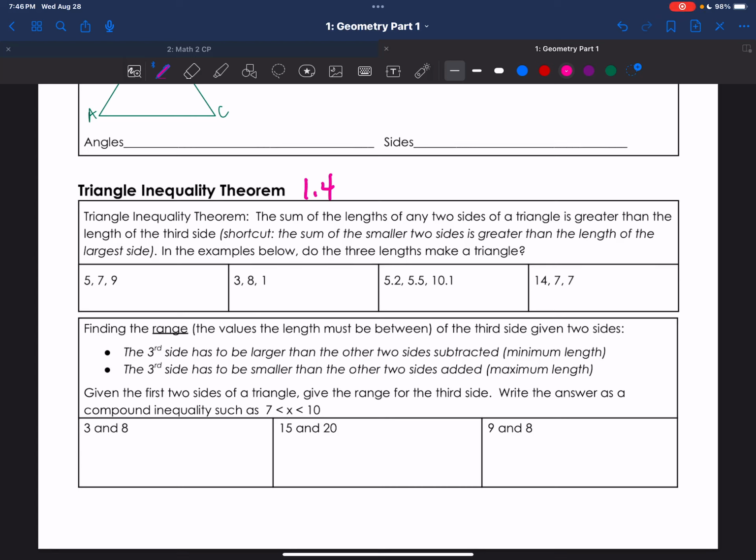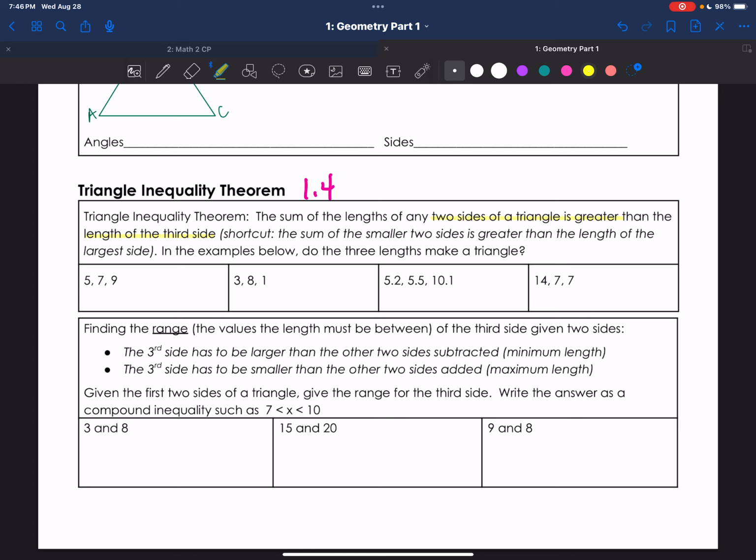All right, hey everyone, we're going to be talking about a bunch of triangle theorems. So what we're going to start with first is the triangle inequality theorem. What that is saying is the sum of the lengths of any two sides is greater than the length of the third side. So the two sides have to be greater than the third side. Just remember the little shortcut: the sum of the two small sides needs to be bigger than the largest side. So I'm going to do an example and then you can do the rest.